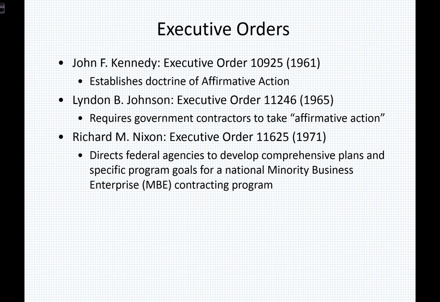As we go a little bit further, we have to think about a series of executive orders and what those executive orders accomplished. We'll start with John Kennedy. However, Dwight D. Eisenhower, the president prior to President Kennedy, also issued an executive order that laid the groundwork for some of the orders that were then issued by other presidents.